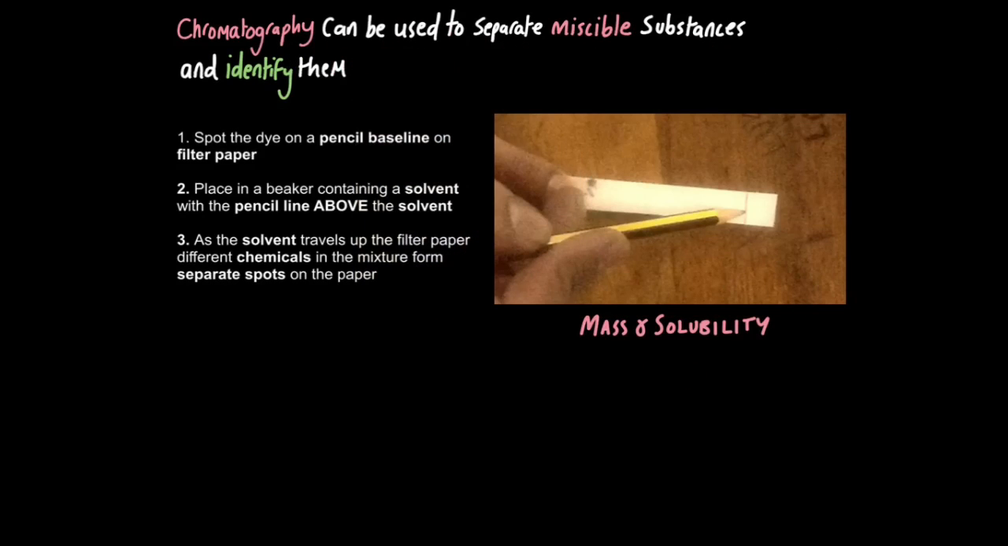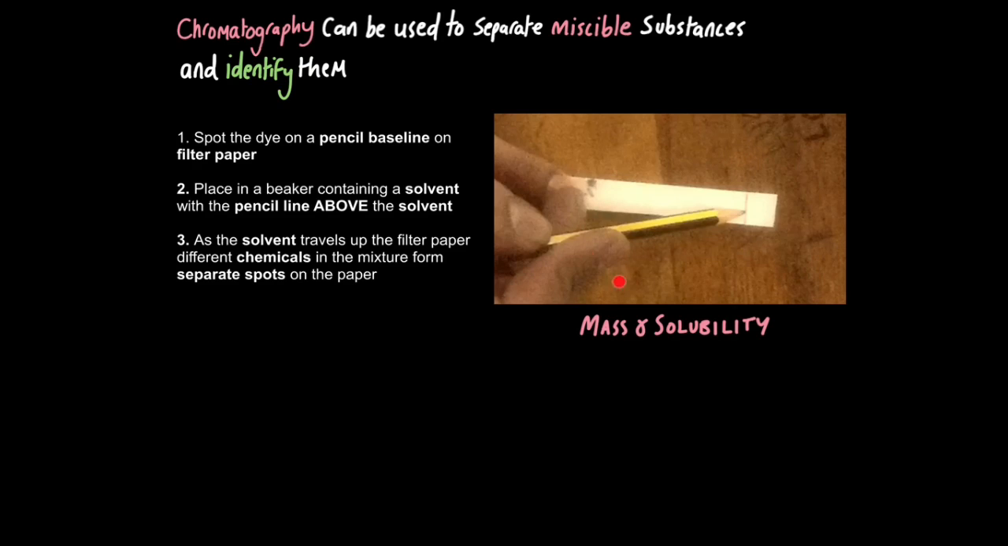We can use chromatography, and this is the third separation technique you need to know, to separate miscible substances and identify them. Usually something like a mixture of dyes in an ink or mixture of chemicals in a fruit juice or something like that. Firstly, you must get some filter paper in a strip like this. About 1 centimetre up from the filter paper, you draw a pencil line. This is called the baseline. It must be pencil and not ink. You'll see why later, but ink will dissolve. We want this mark to stay there.